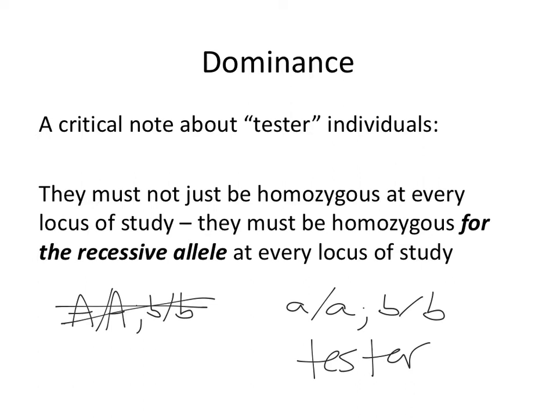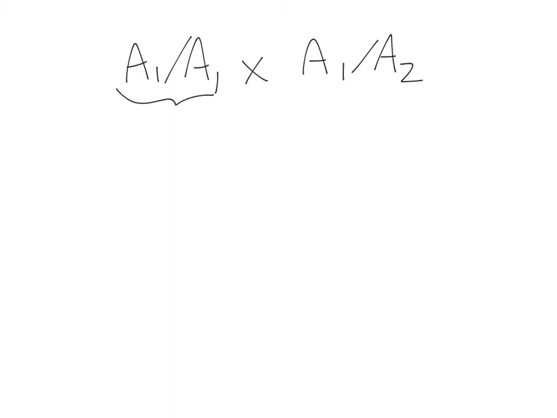But remember, this is only when we know dominance. So if there's one allele that's dominant, a capital letter, and one that's recessive, a lowercase letter, then the tester will have all lowercase, homozygous for all of those. If it's a situation where I just number the alleles, where I don't know anything about the alleles, that could be something like this, where I've just numbered gene A, we've got allele 1, allele 2, don't know what the dominance relationship is. So you could claim that either homozygous A1 over A1 might be the tester, or it might be that A2 over A2 is the tester.